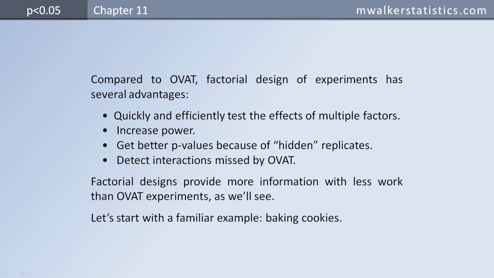Compared to OVAT, factorial design of experiments has several advantages. Quickly and efficiently test the effects of multiple factors. Increase power. Get better p-values because of hidden replicates. Detect interactions missed by OVAT. Factorial designs provide more information with less work than OVAT experiments, as we'll see. Let's start with a familiar example.